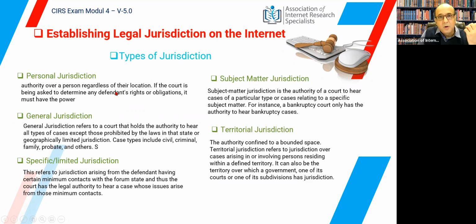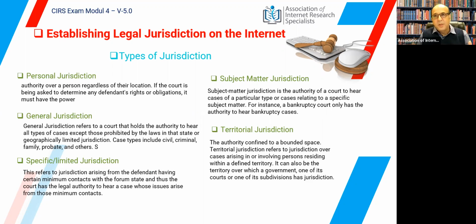That means they can entertain that case, or allow someone to file the claim in their court, because the subject that has been sued would be individually prosecutable in that jurisdiction. That's personal jurisdiction. General jurisdiction will depend on the legal system that has all the different, see, in the court system, there are different levels of courts.